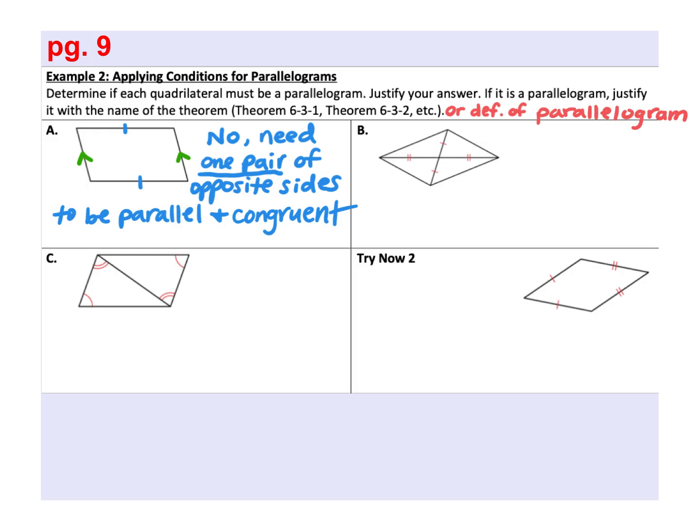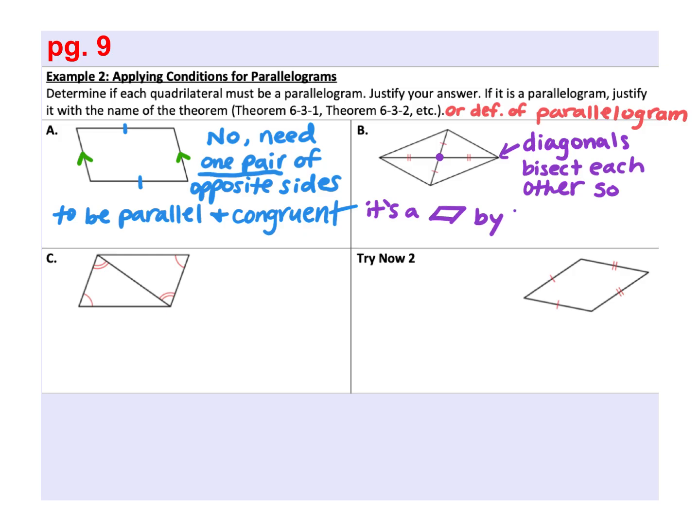If you check out the picture in part B, that should look more familiar. Notice that the diagonals are bisecting each other. They intersect at this point right here, and that point divides the diagonals into equal parts. This one and this one each have one tick mark, so it's divided into equal parts. And the other diagonal, it's divided into sections with two tick marks. So that means the diagonals bisect each other. So it's a parallelogram by, and then if I look at my theorem list, it's theorem 6-3-5. If the diagonals of a quadrilateral bisect each other, then it is a parallelogram.